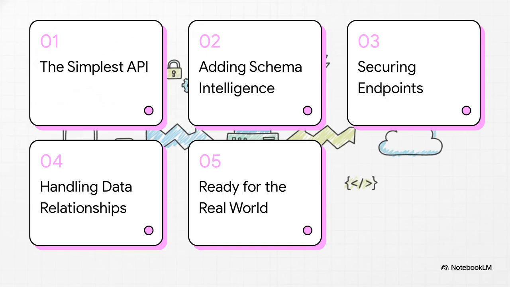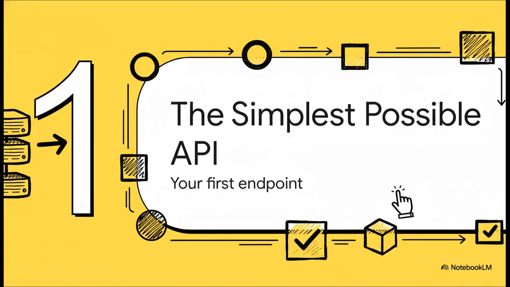All right, so here's our game plan for today. We're going to start with the absolute simplest API you can possibly imagine. Then, step by step, we'll bolt on all the features you actually need for a real-world app. We're talking schema intelligence, proper security, handling data relationships, and then finally, getting it ready to ship. Okay, let's dive right in.